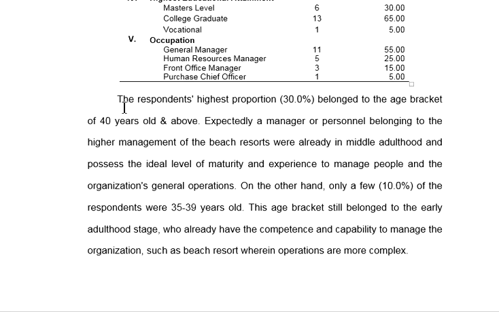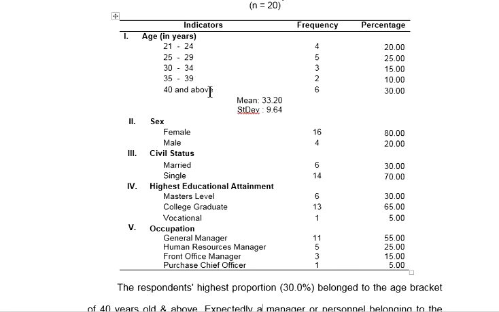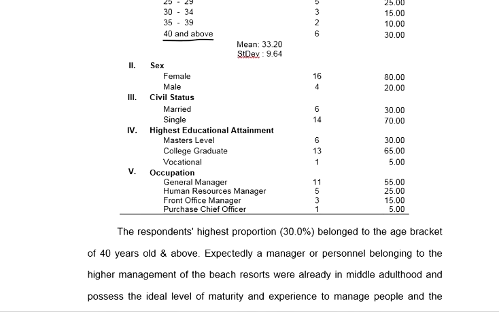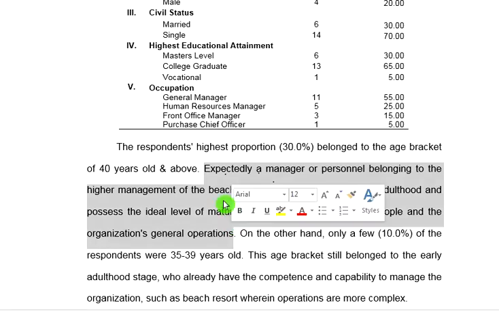So for example, here, the respondents' highest proportion, 30%, belong to the age bracket of 40 years old and above. So just a review here, 40 and above. Okay, you have highlighted the 40 and above. Okay, so after you have highlighted the highest one, you need to have an interpretation of the data. So this is based on your own words.